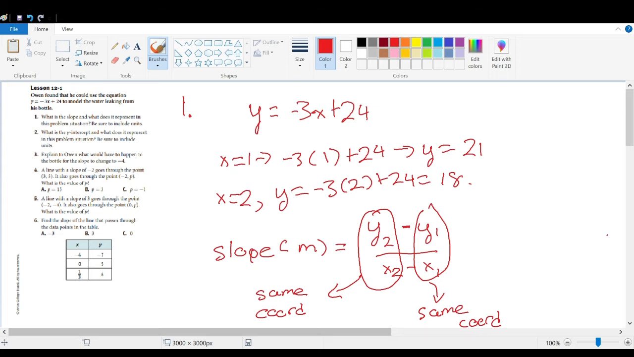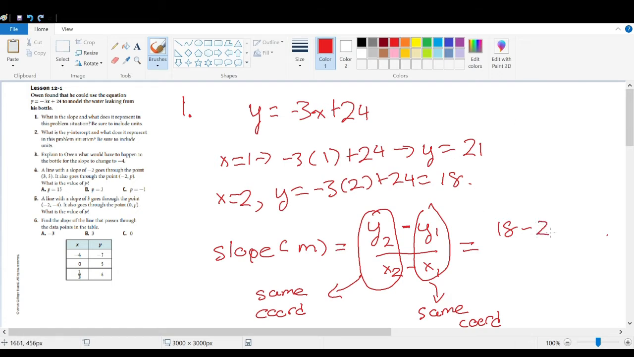So let's now use this equation here. Basically the 2 just denotes that it's of the second coordinate, and the 1 just denotes it's of the first coordinate. So I'm going to say that our first coordinate here is going to be 1, 21, and then our second coordinate is going to be 2, 18. So let's plug numbers into this equation. What's y2? Y2 is the y of our second coordinate, so 18, minus, and now y1, the y of our first coordinate.